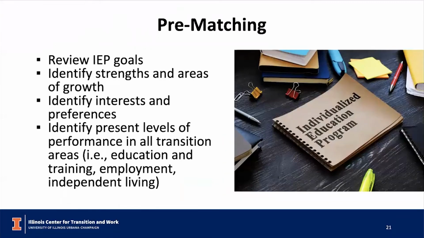And for pre-matching, the first thing you're going to want to do is review the IEP goals. You're going to look through the IEP and you're going to identify what the strengths and areas of growth are. You're going to look at identifying the interest and preference of the student. You're going to look at identifying the present levels of performance in all transition areas. So that's education and training, employment, and then independent living if that applies.